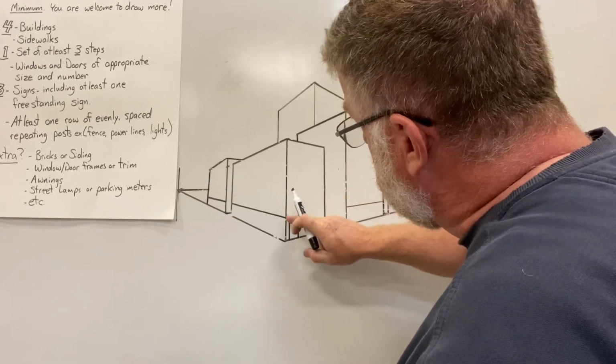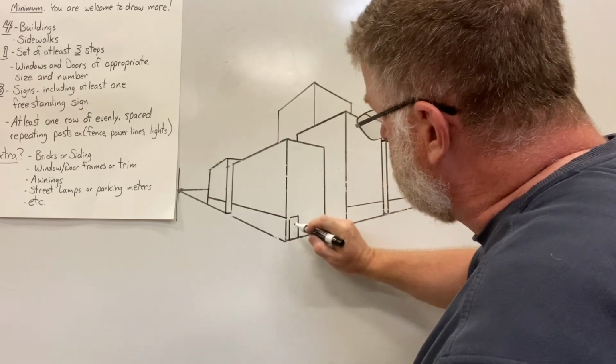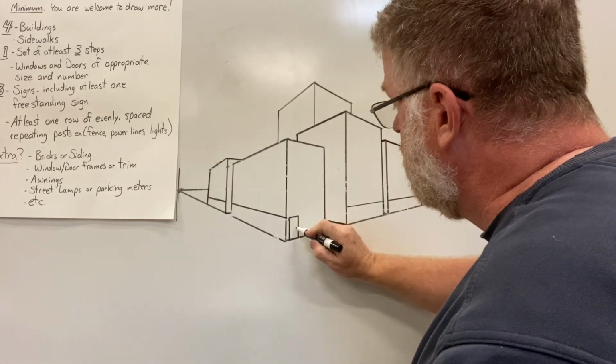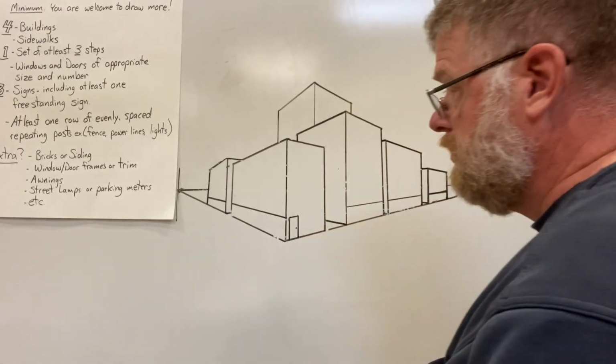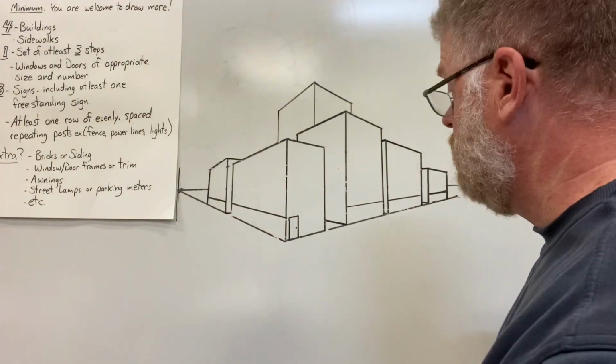And you can put a doorknob on it if you want. Oops, I got the corner messed up there. So let's say the doorknob's about right there. Okay, that looks like a door.